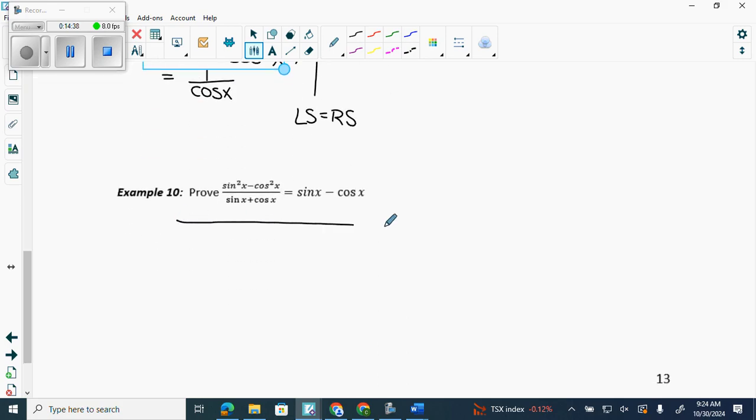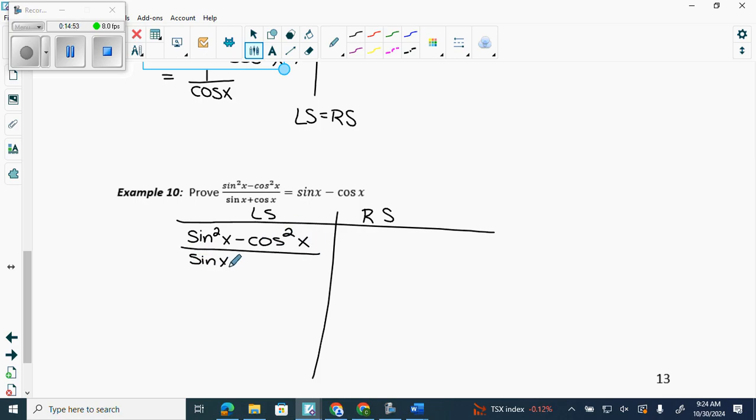Let's try this out. LSRS. Sine squared x minus cos squared x over sine x plus cos x. This question is done in 2 steps if you spot the catch.